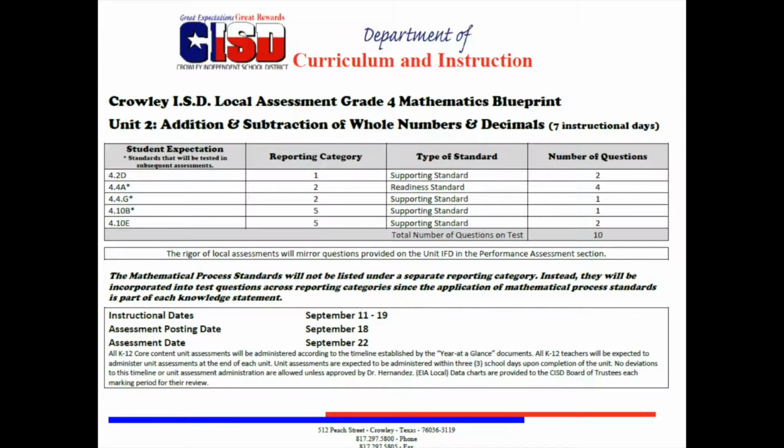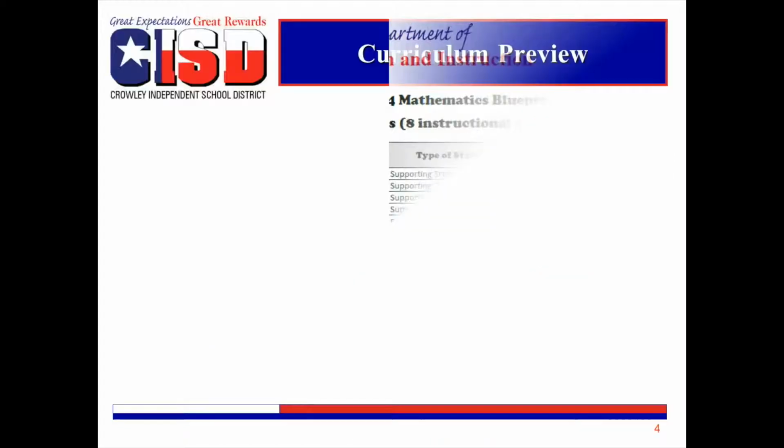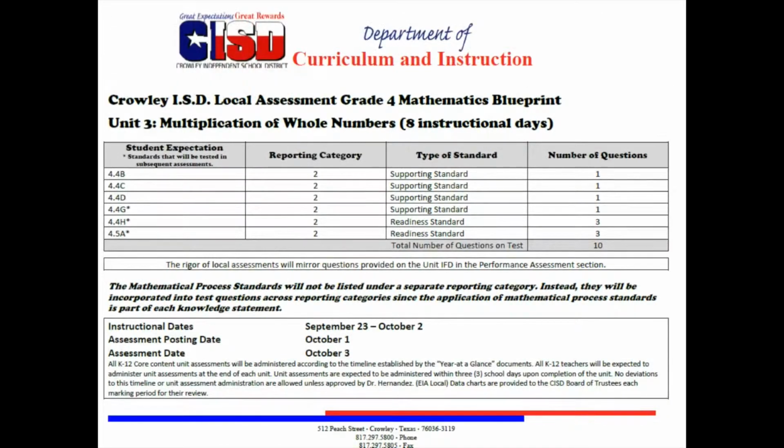Please pause for a moment to review the Unit 2 local assessment blueprint. 7 instructional days will be utilized for Unit 2. September 11th through the 19th are instructional days for Unit 2. The Unit 2 local assessment will be available for printing on September 18th, and the unit should be assessed on September 22nd.